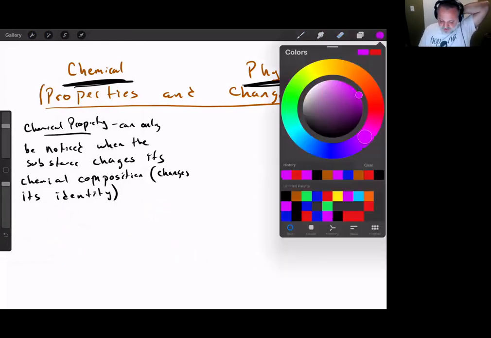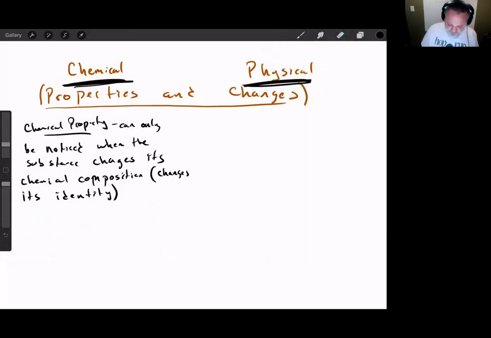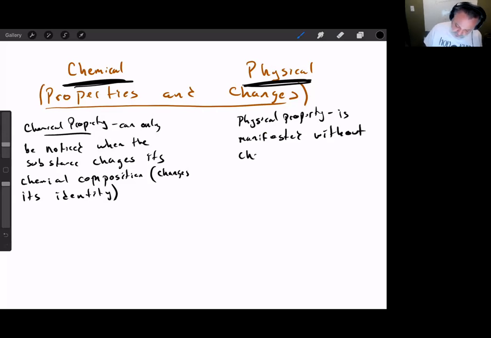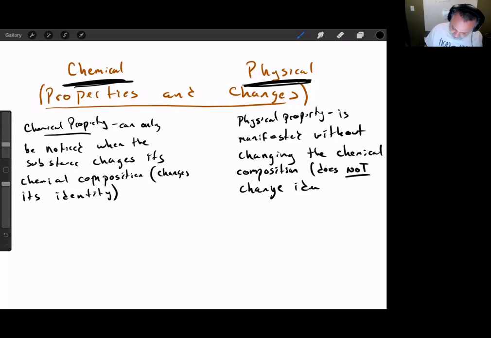This is an example of a physical change. And so again, a physical change or a physical property is the opposite, is manifested without changing the chemical composition, without changing its identity.